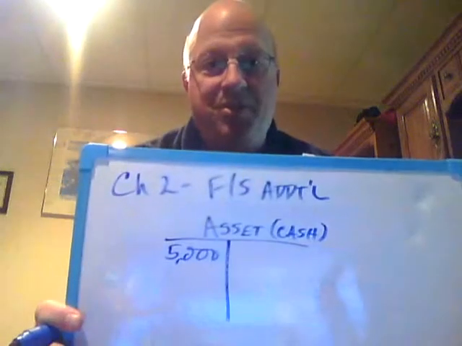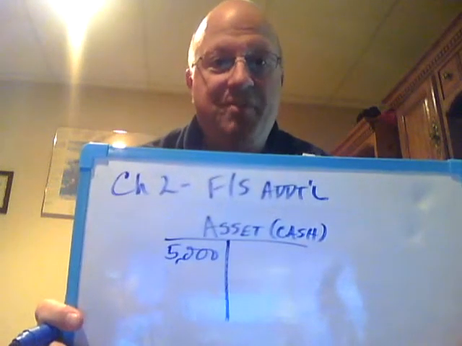Now, another thing that we discussed in this chapter was using T accounts. In terms of an asset account, like say cash, its normal balance is a debit balance, which is shown on the left side of the T.